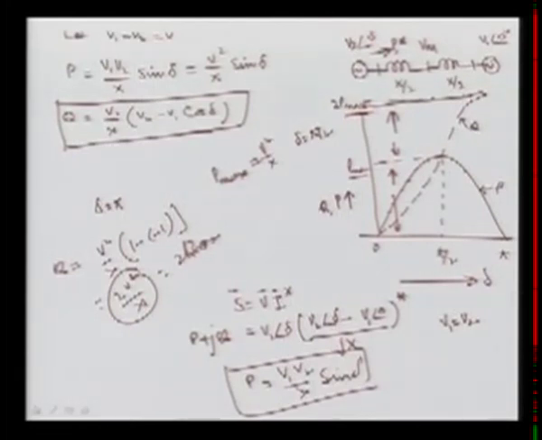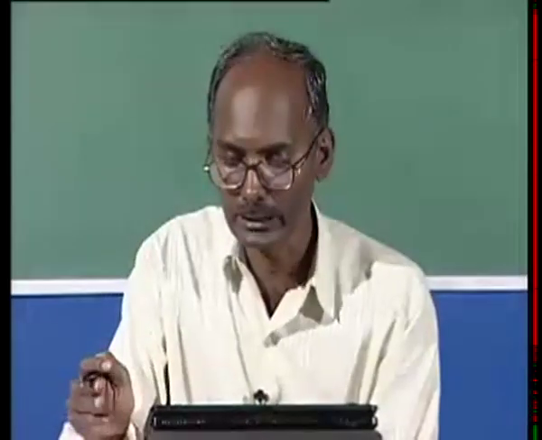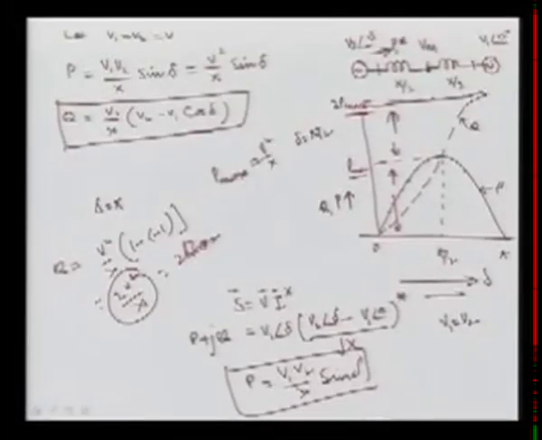Now let us see what the voltage is at this point. If you keep on increasing the loading, that is if delta is increasing, what will be the midpoint voltage here?